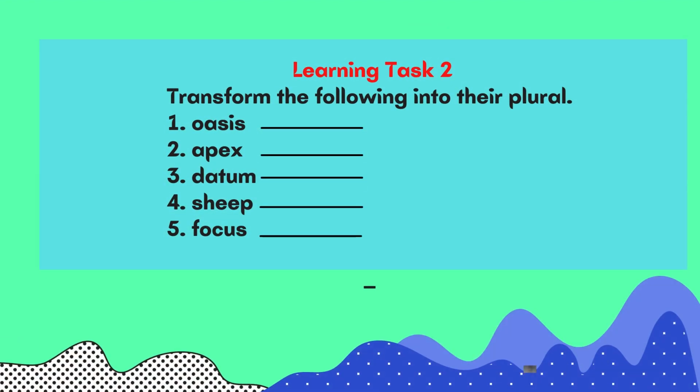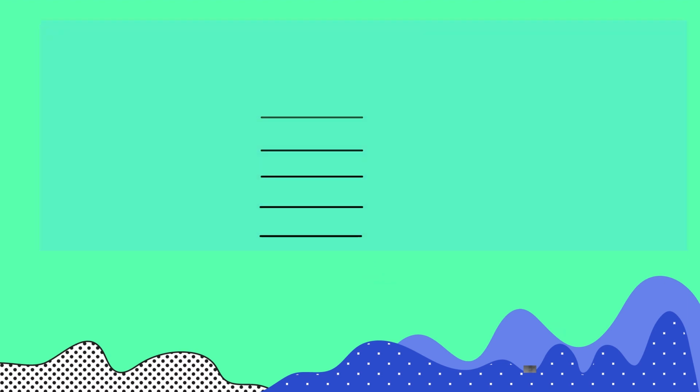Moving on to learning task 2, you are going to transform the following nouns into their plural. So number 1 is oasis, 2, apex, 3, datum, 4, ship, and then 5, focus. So, children, you are going to change their spelling to form their plural form, except for sheep. All right.